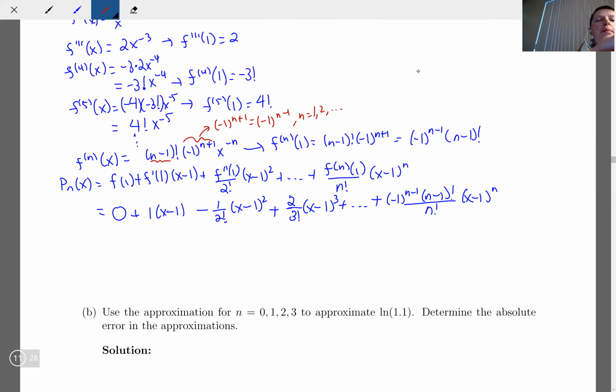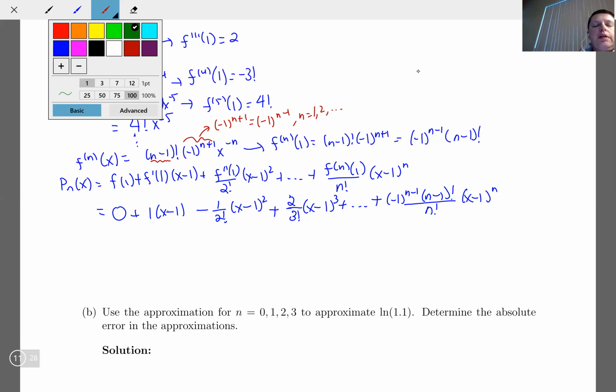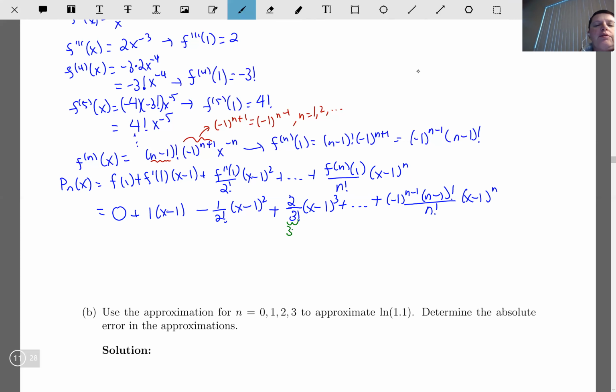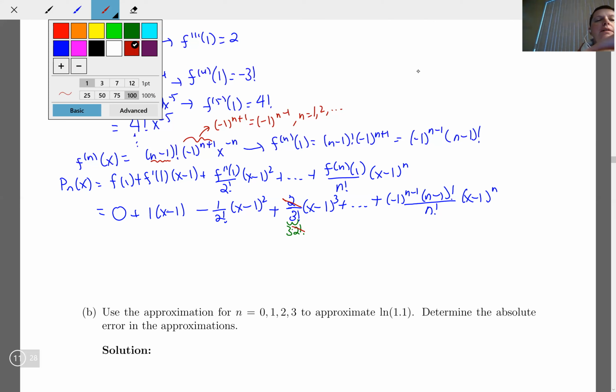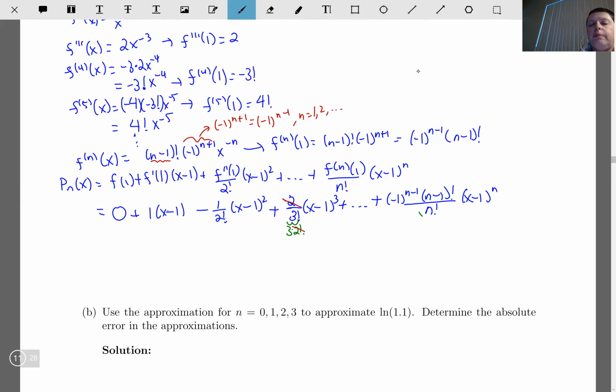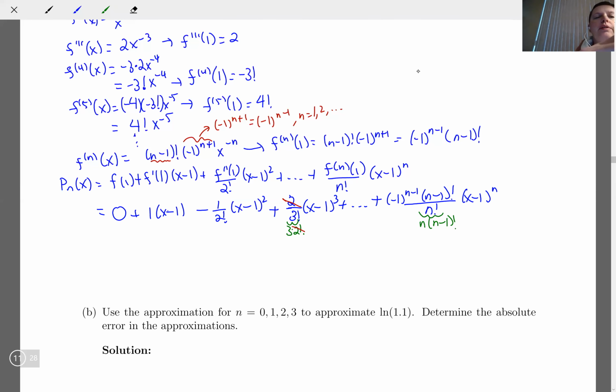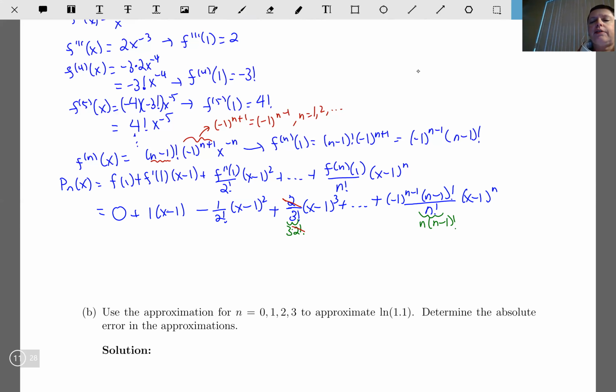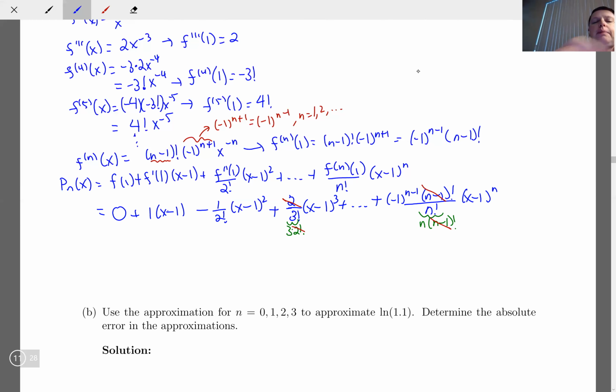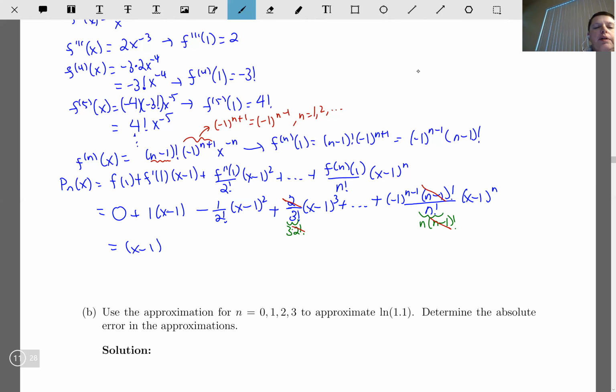So as we hopefully remember, 3 factorial is 3 times 2 factorial. And so that means that we get to cancel out because 2 factorial is 2. And similarly, n factorial is n times n minus 1 factorial, right? Because we worked on this stuff in the previous chapter. I think that was called chapter 5. And so these guys cancel, which allows me to simplify my series and write x minus 1 minus 1/2 x minus 1 squared plus 1/3 x minus 1 cubed plus dot dot dot plus negative 1 to the n minus 1 over n x minus 1 to the n.